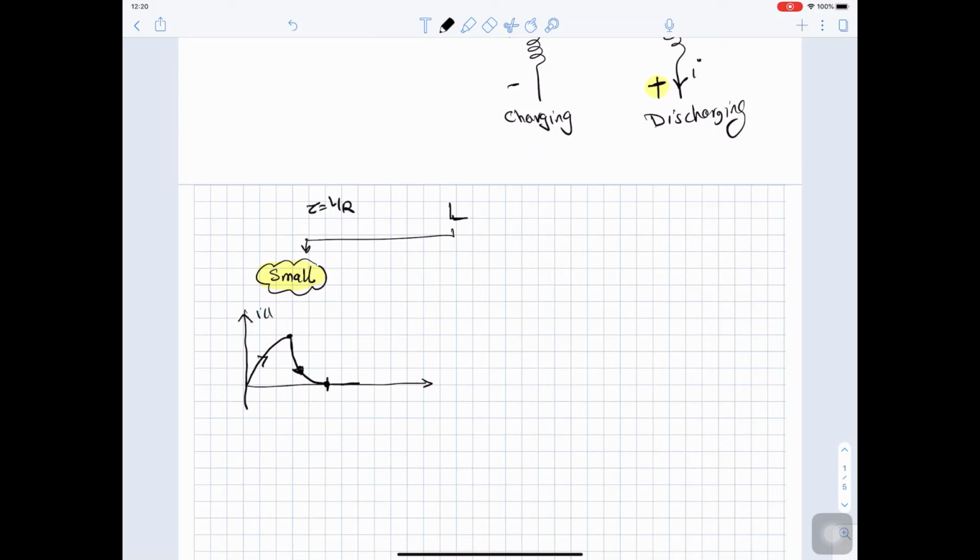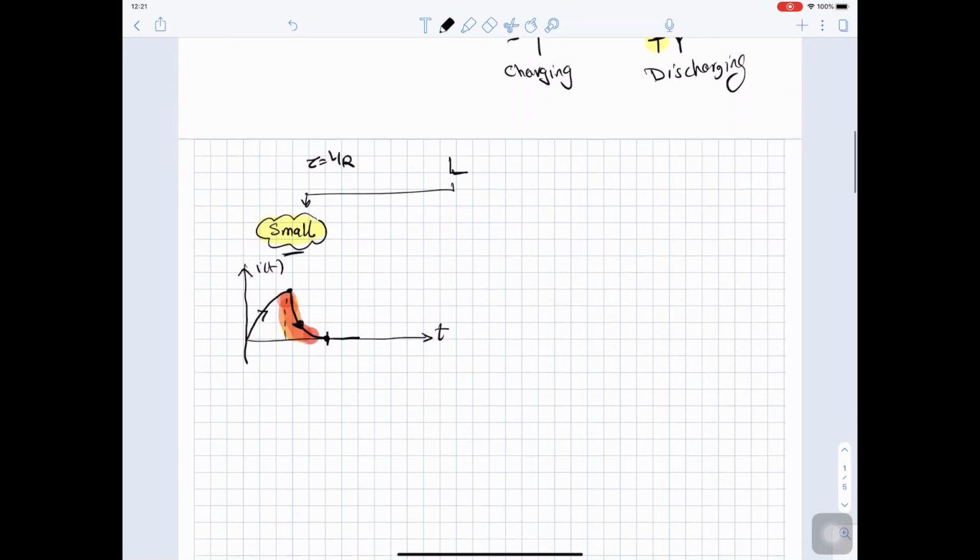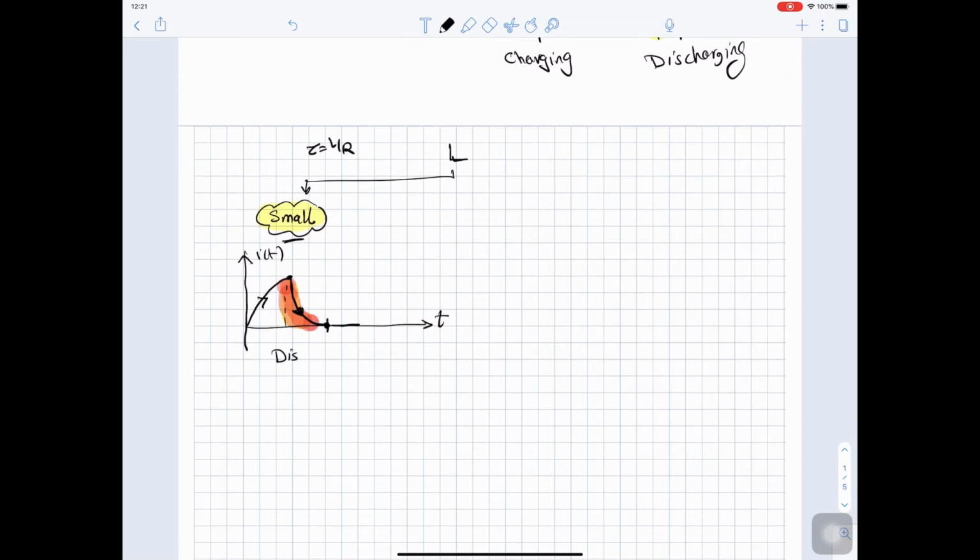So if you sketch I of t versus time, this will be the shape of the current. The inductor will try to support the current by injecting energy back, but because this energy is small and finite, it will finish in a very short duration because we have a small inductor. And we call this case the discontinuous case. So we say we have a discontinuous current.